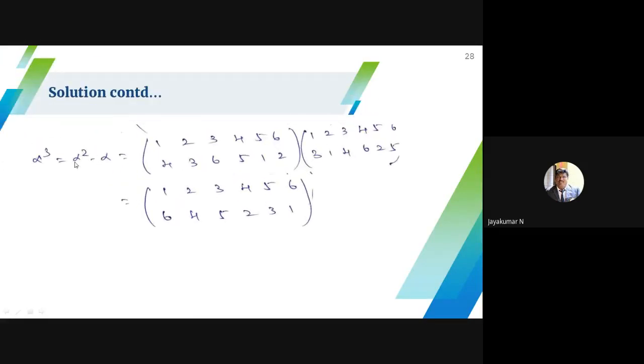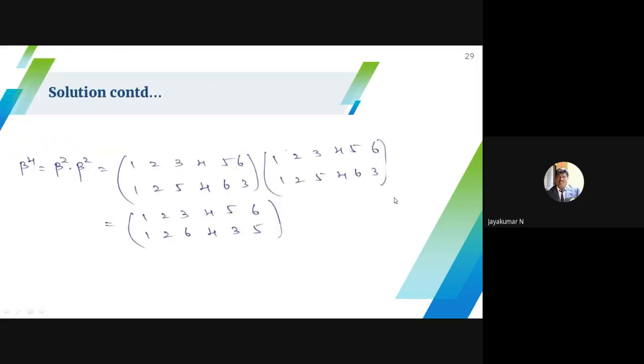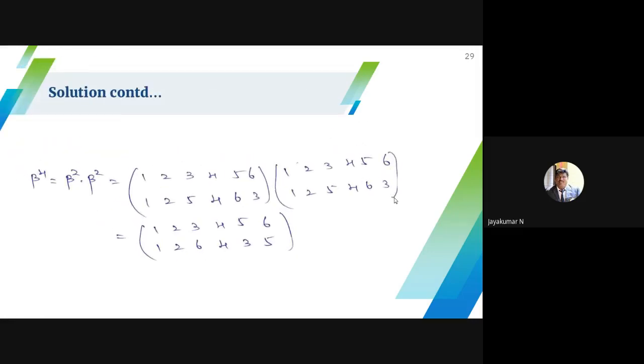And alpha cube means alpha square into alpha. So first write alpha square, then write alpha. So 1 maps onto 4, 4 maps onto 6, finally 1 maps onto 6. Like that you can find it. So beta square, beta into beta, forward method. That is left to right. Beta power 4, similarly, is beta square into beta square. So refer yourself, just work it out in this example.